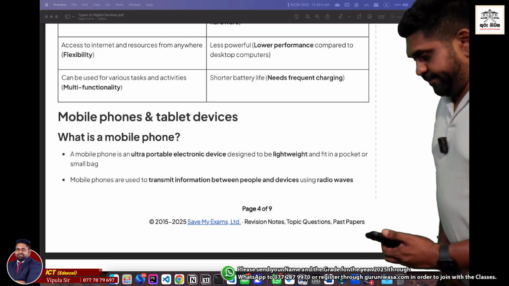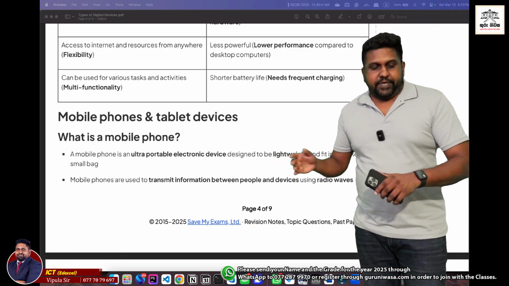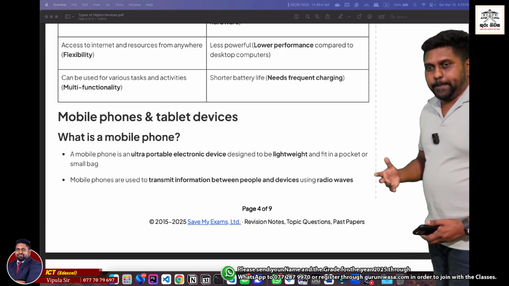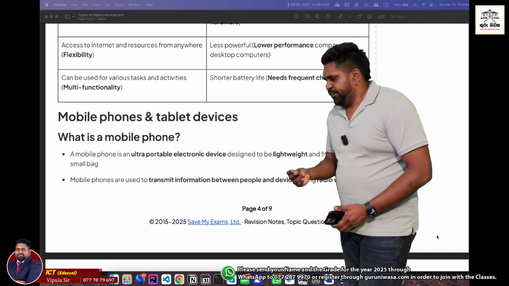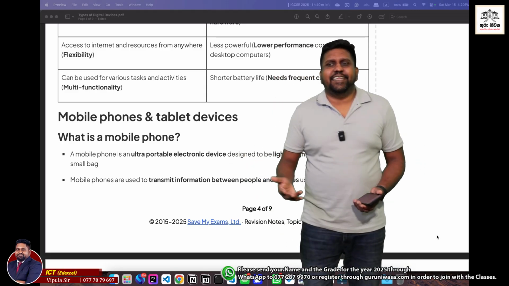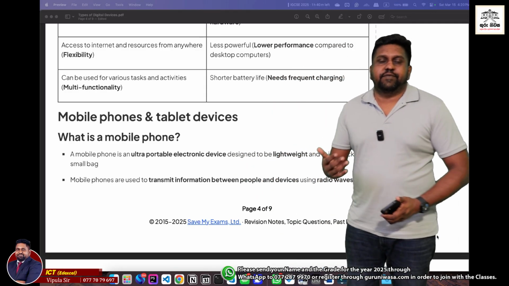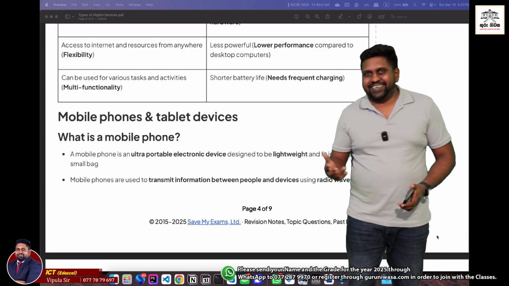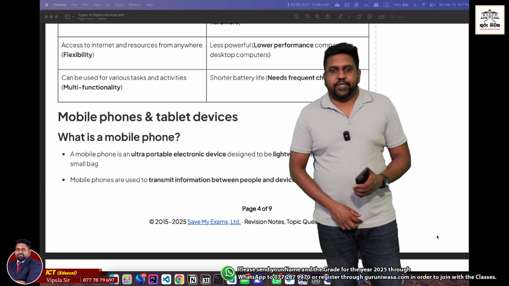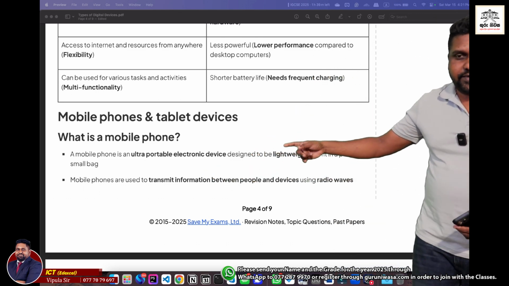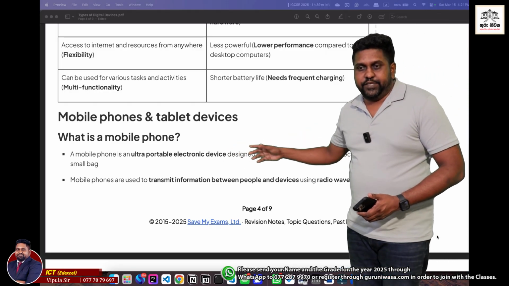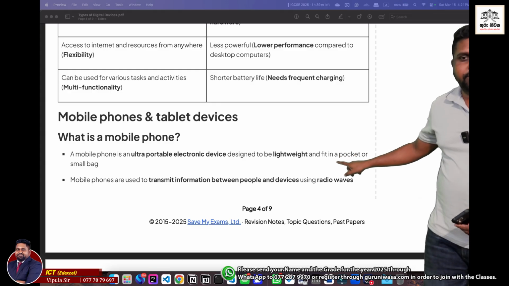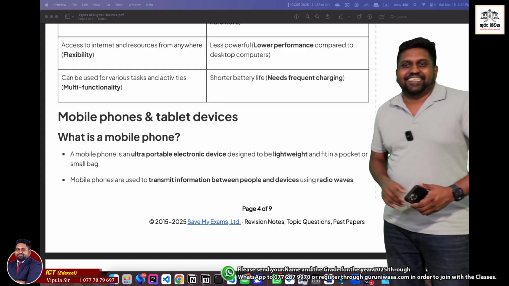Okay, so here you can either use the word ultra portable, or you can say it is a portable device, or you can also say it's a handheld device. Whatever word gives the idea that it is something portable which you can carry in your hand would do the trick. So a mobile phone is an ultra portable device designed to be lightweight and fit in a pocket or a small bag. Okay, so that's the idea.